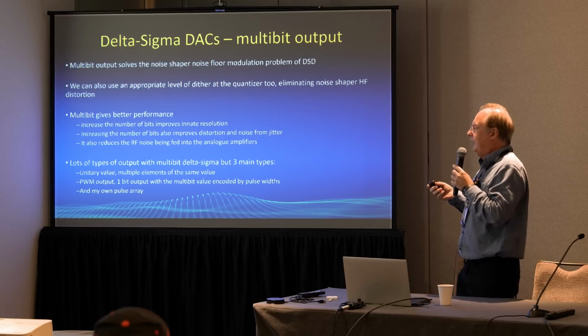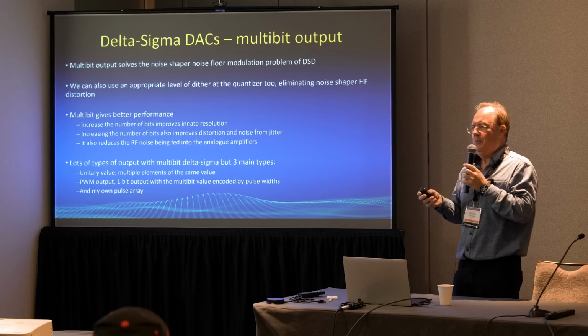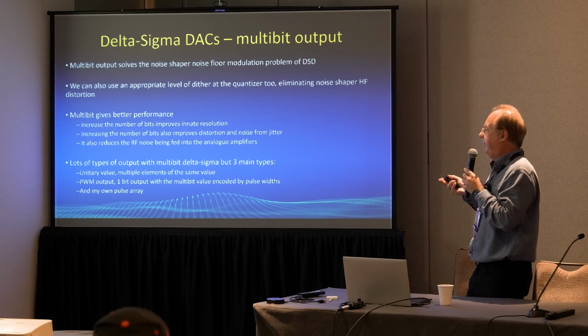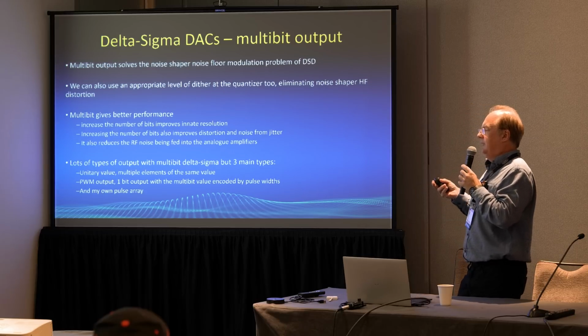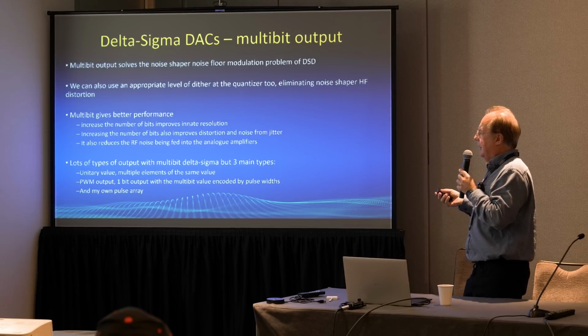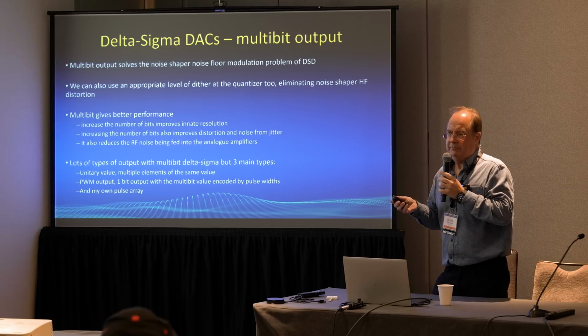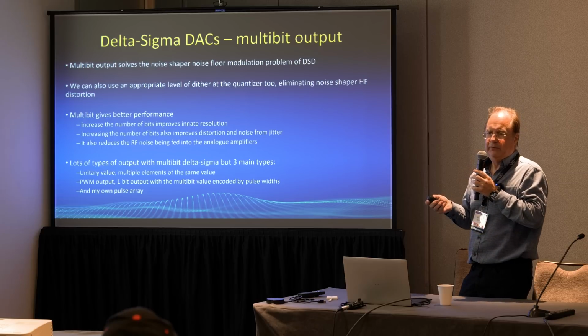Now, there are lots of different types of multi-bit delta sigma, but we can talk about three main types. There's the unitary type, which is multiple elements of the same value. Then we've got the PWM output. And finally, we've got my own pulse array.